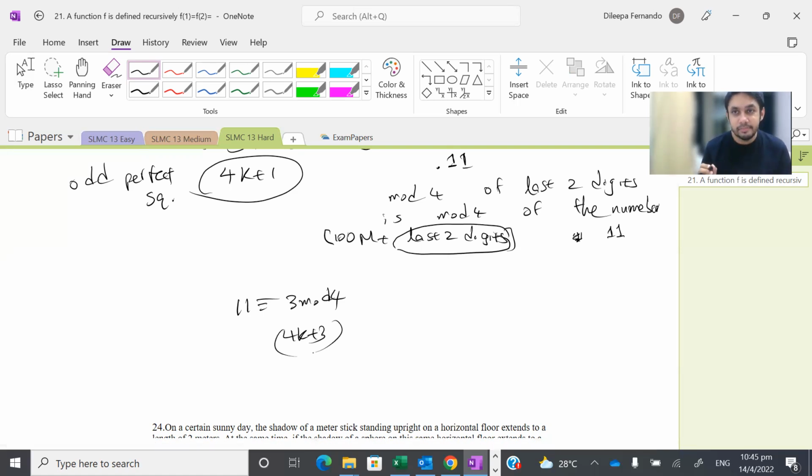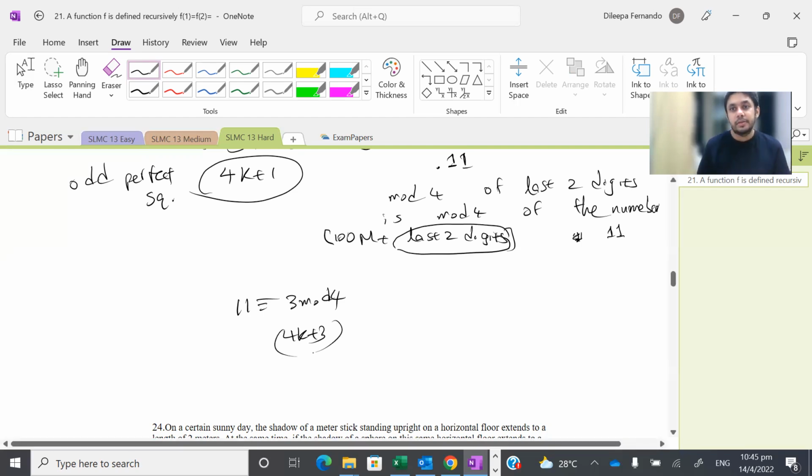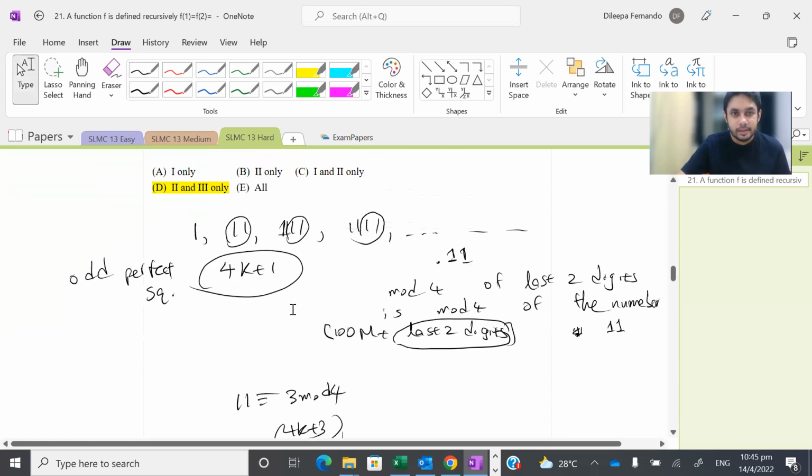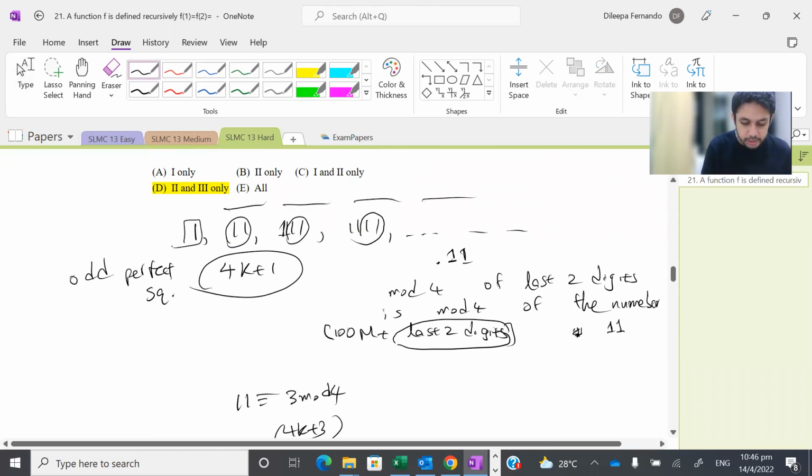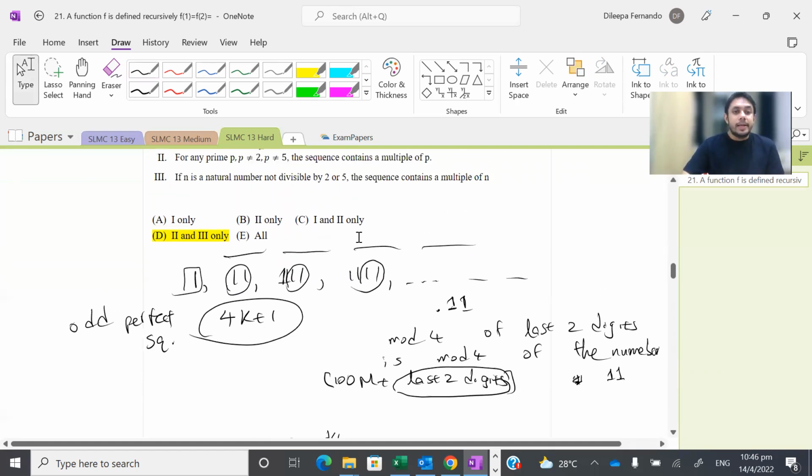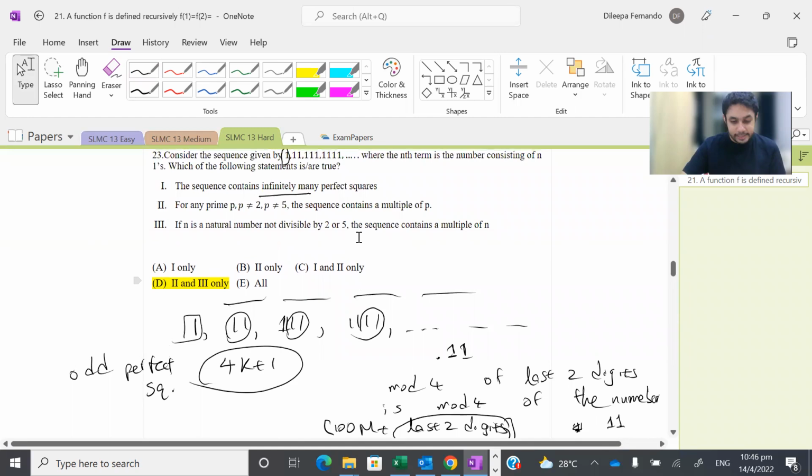So that means any term in the sequence that is ending with 11 cannot be a perfect square. That means none of them can be perfect squares. So only one is a perfect square. So the statement that the sequence contains infinitely many perfect squares is not correct.